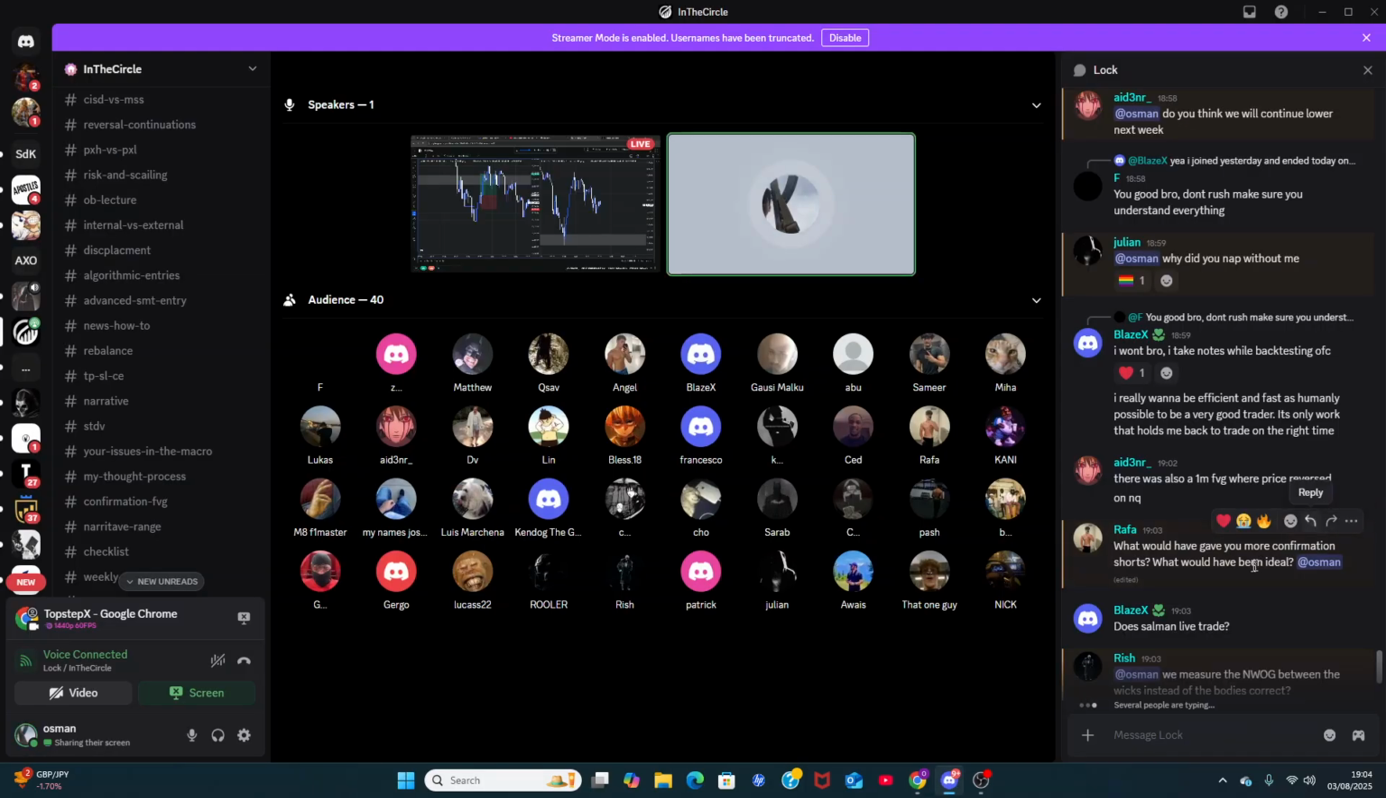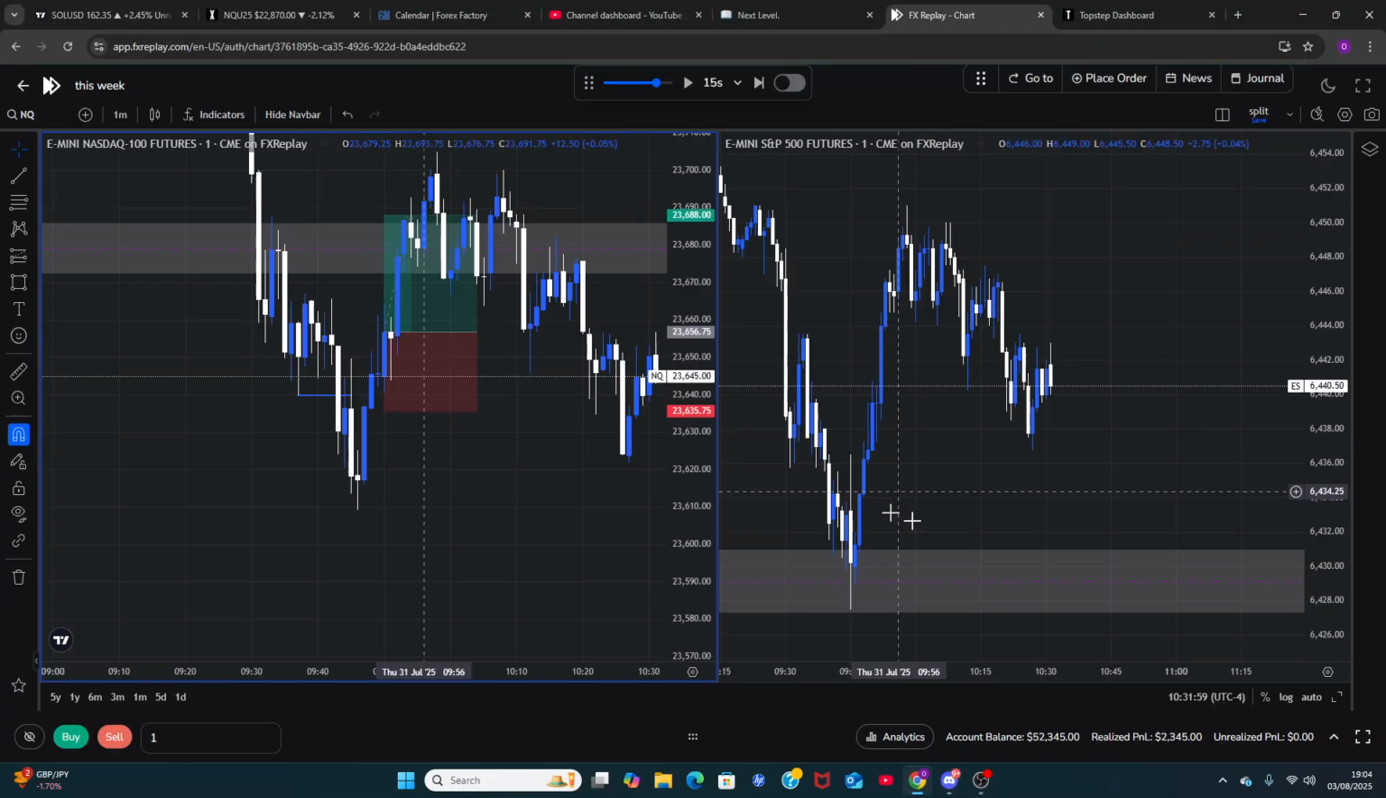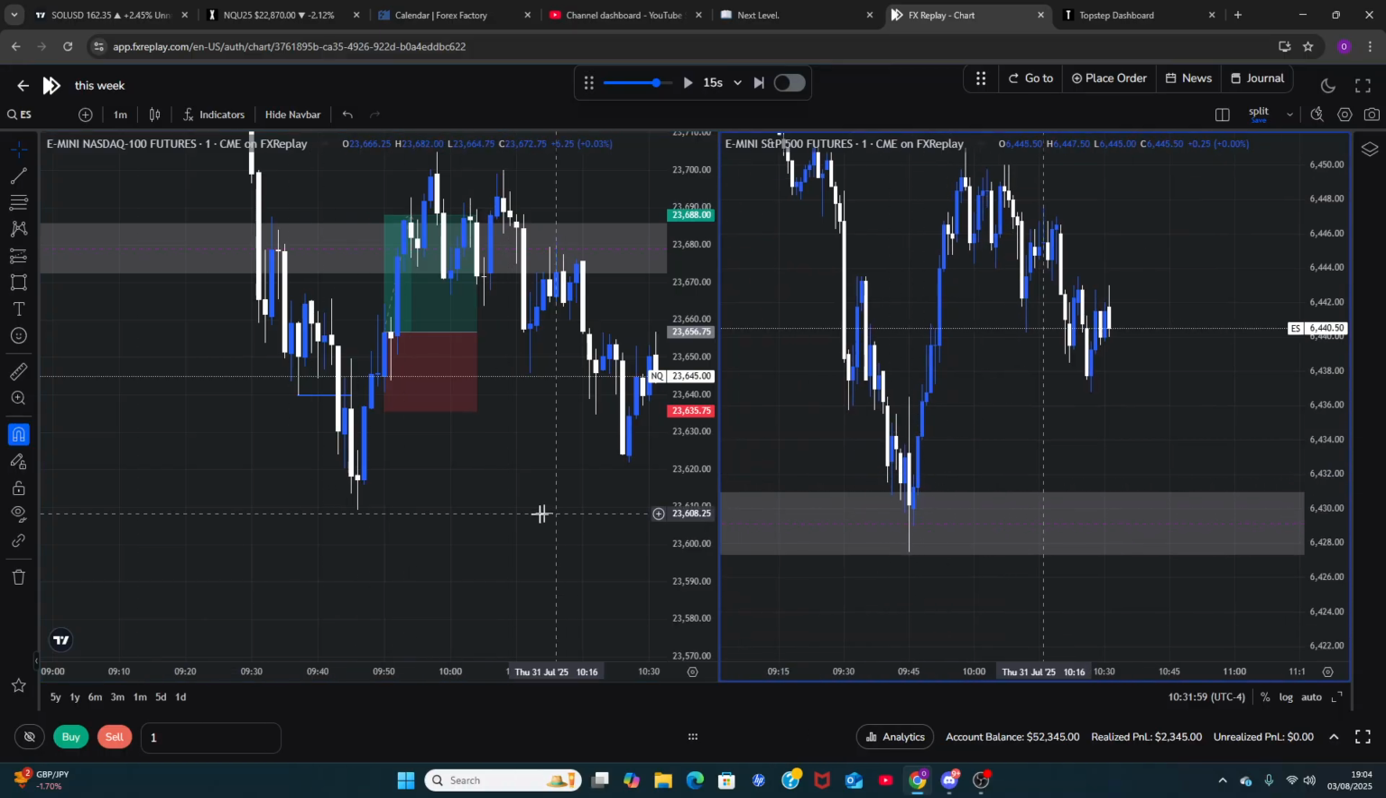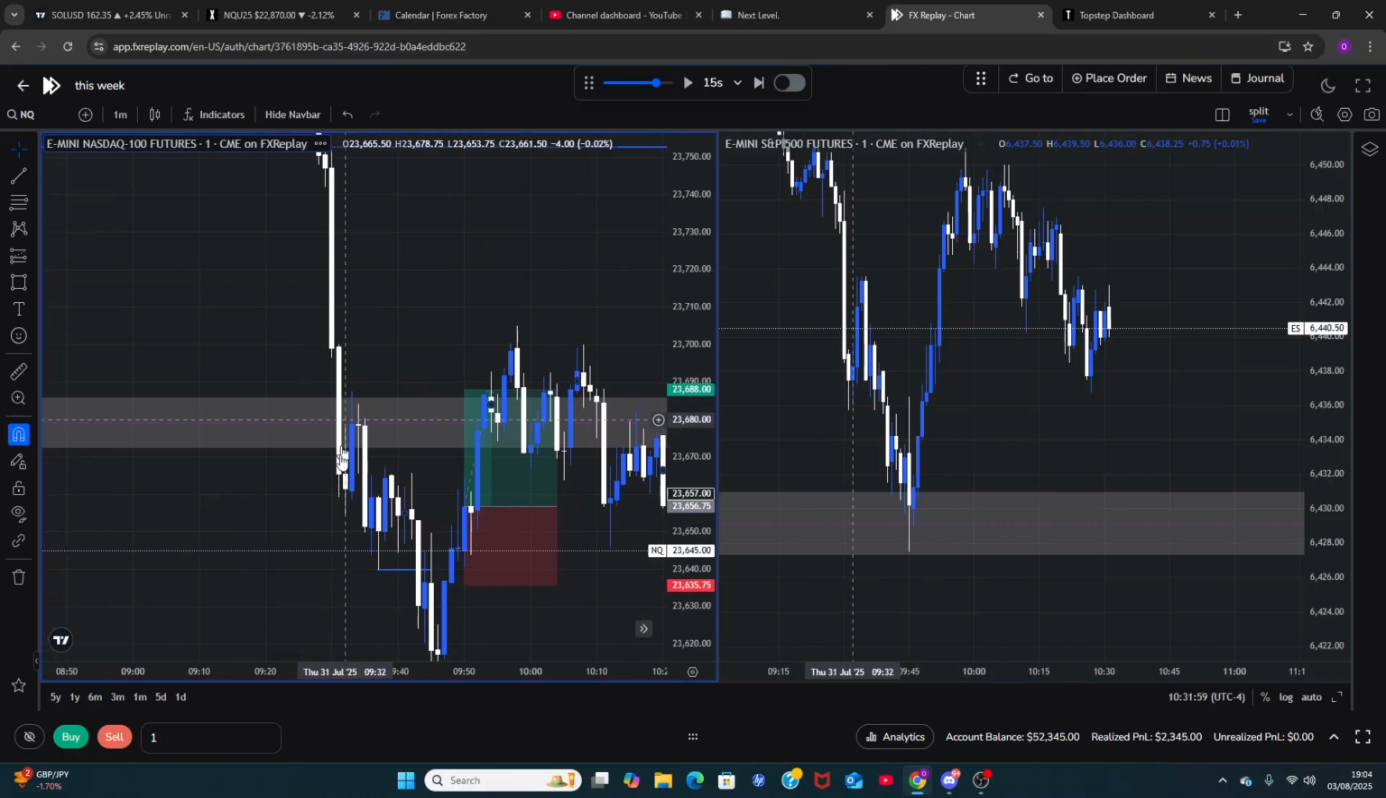Good eye. What would you have gone more confirmation shots? What would be ideal? For ES to displace through this. But low key though, at that point you missed it, right? You missed it. To be honest, it's pretty hard to not get stopped out. It's pretty hard to not get stopped out in this scenario. I mean, we were chopping. We're just trying to go lower.